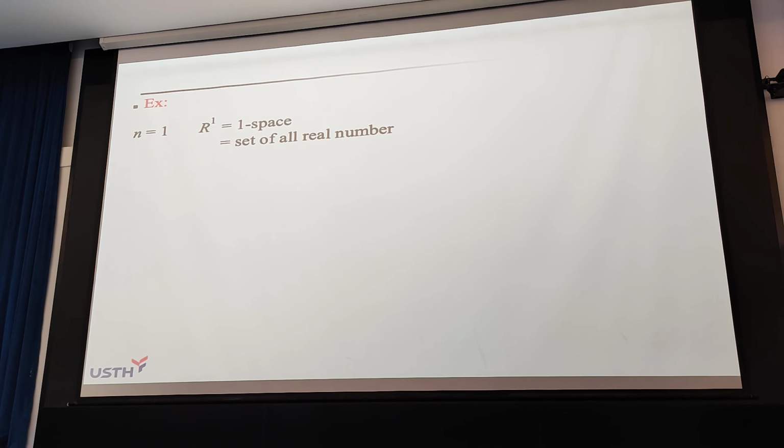It's very easy. Now we continue with n equal 2. It is R2, or we call it 2-space. That is the set of all ordered pairs of real numbers x1 and x2. And that you know already from high school. In high school you call it the coordinate plane.